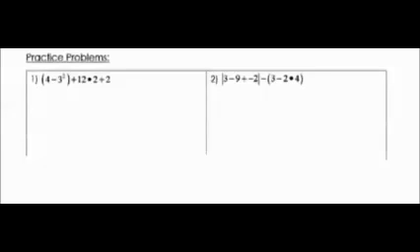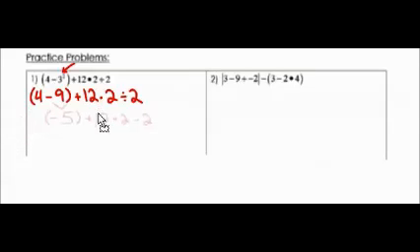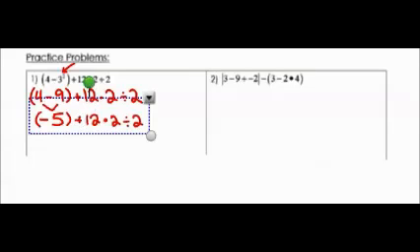Alright, so on our first practice problem, we're going to start working inside the parentheses. We're going to start by squaring this 3. That would give us 9, so it's 4 minus 9 inside the parentheses. Everything else stays exactly the same. And then we're going to continue working inside the parentheses. 4 minus 9 is negative 5.